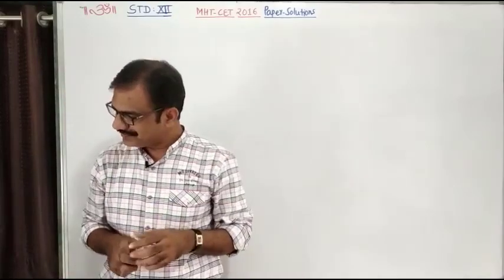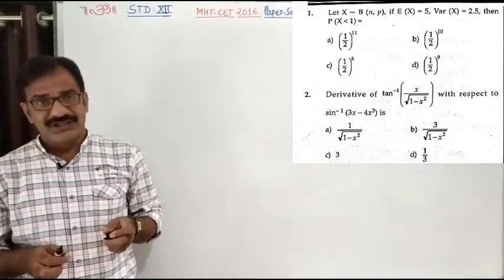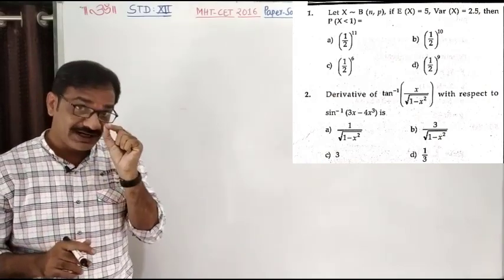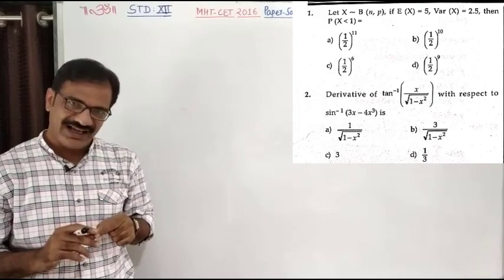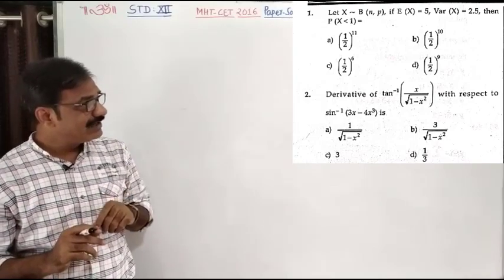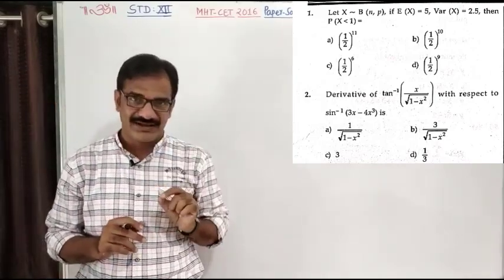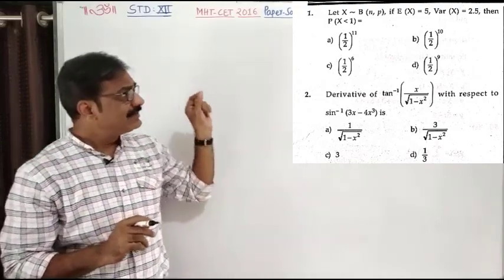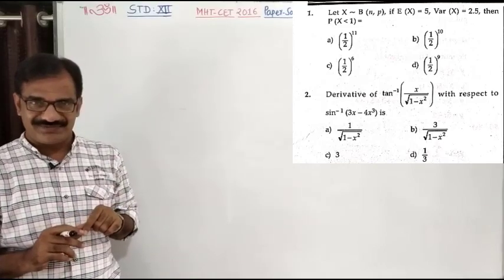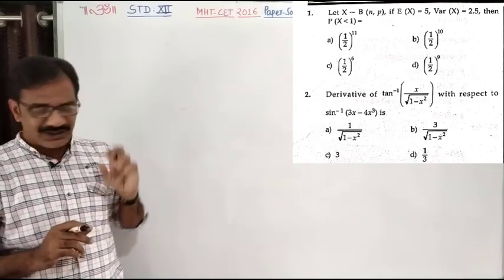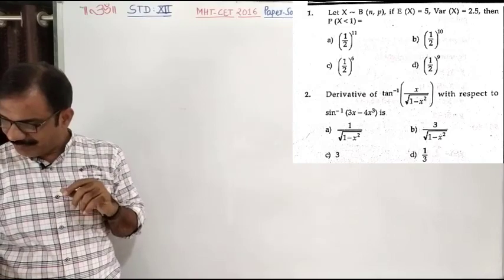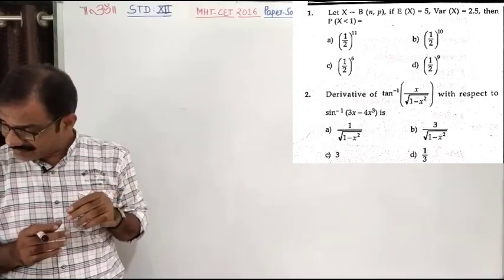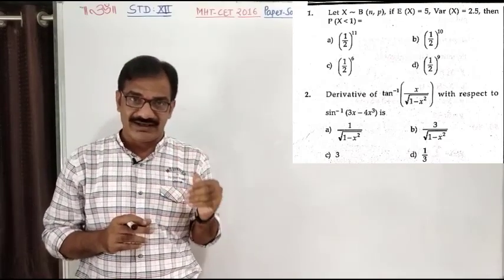See the question. Which chapter does your question belong to? By observing the question, you have to decide this also. The question belongs to the last chapter from your board syllabus. It is from binomial distribution. If you observe the question, what is given there? E of x and V of x are given, and your question is to find the probability of x less than 1.